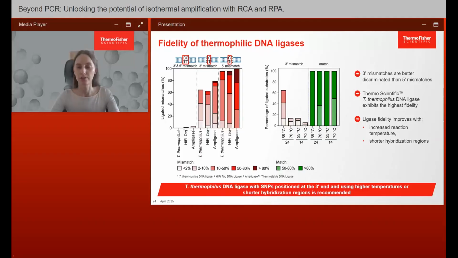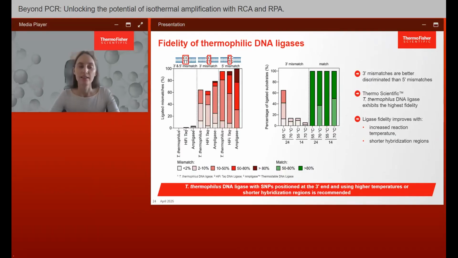And now, look at the figure on the right. You can see how we optimized ligation accuracy by testing thermophilus DNA ligase at higher reaction temperatures or with shorter hybridization regions. And increasing the temperature from 55 to 70 degrees Celsius or reducing hybridization regions from 24 to 14 nucleotides significantly improved specificity. Under these conditions, matched substrates were ligated efficiently, while mismatched ones had ligation efficiencies below 10%.